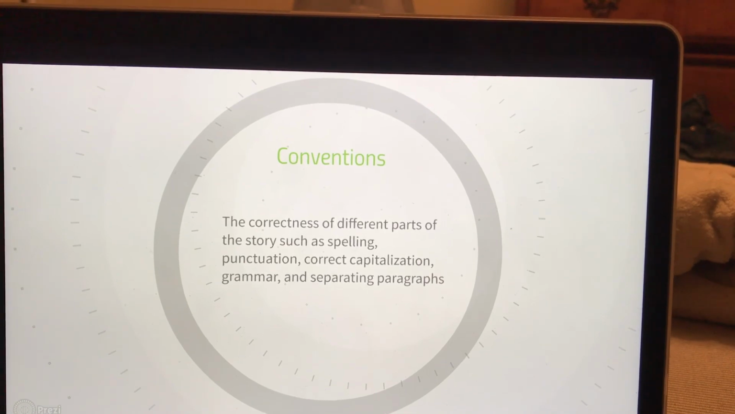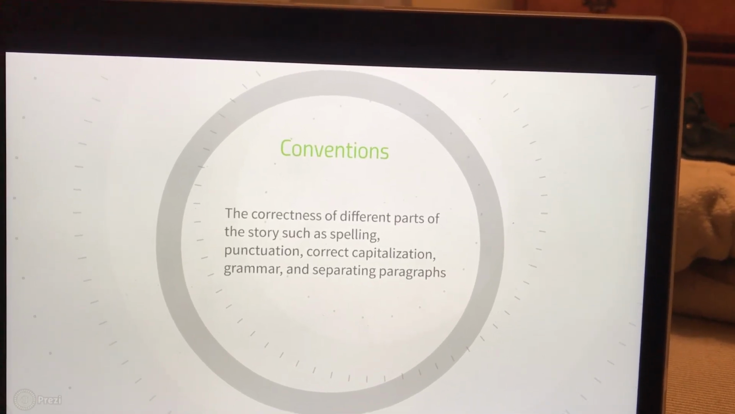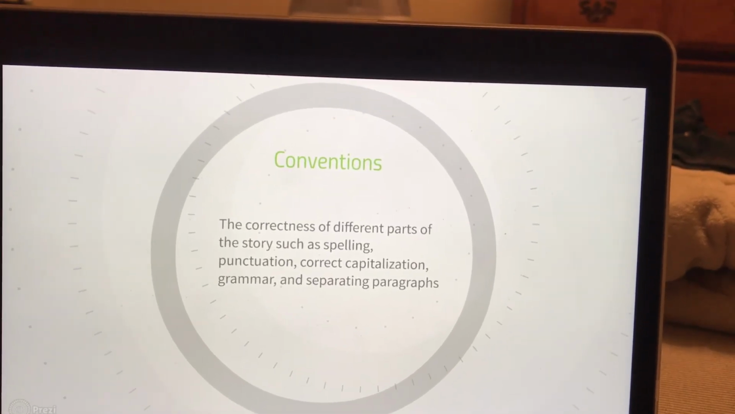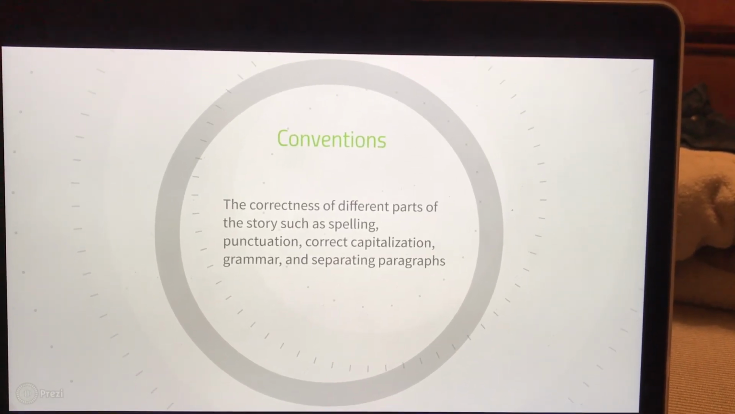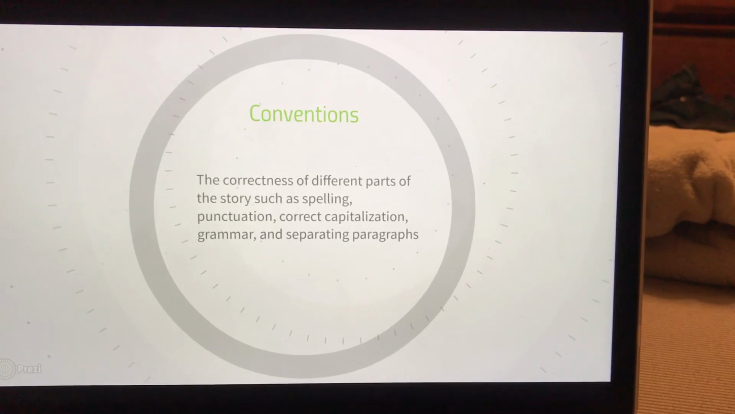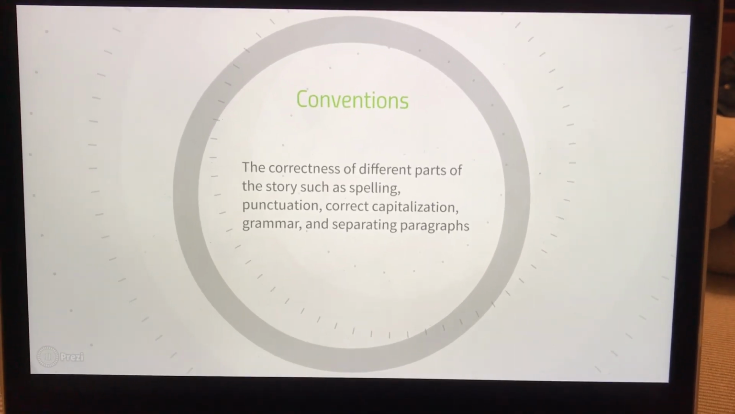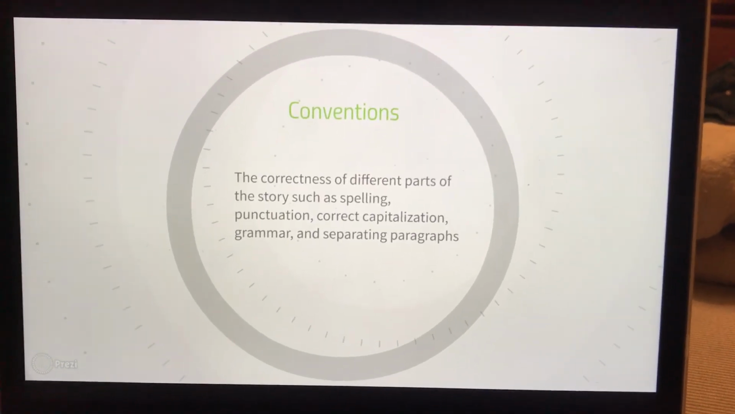Finally, conventions refer to the correctness of different parts of the story, such as spelling, punctuation, correct capitalization, grammar, and separating paragraphs. This is the last thing that needs to be gone over with students because this is the editing process of their story, and it is what makes their story a final draft.